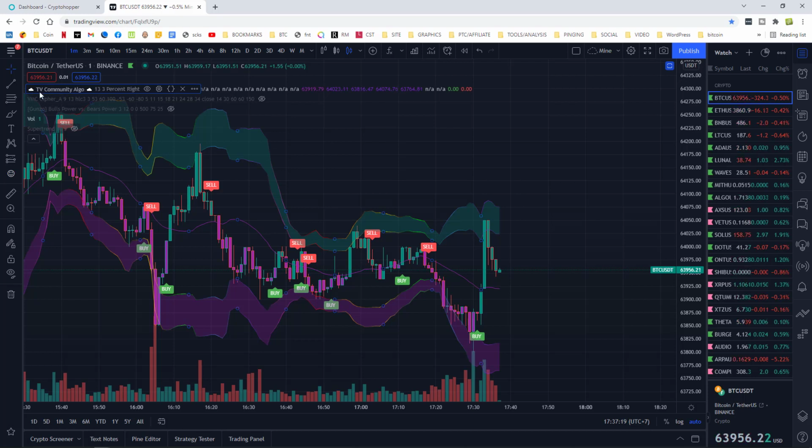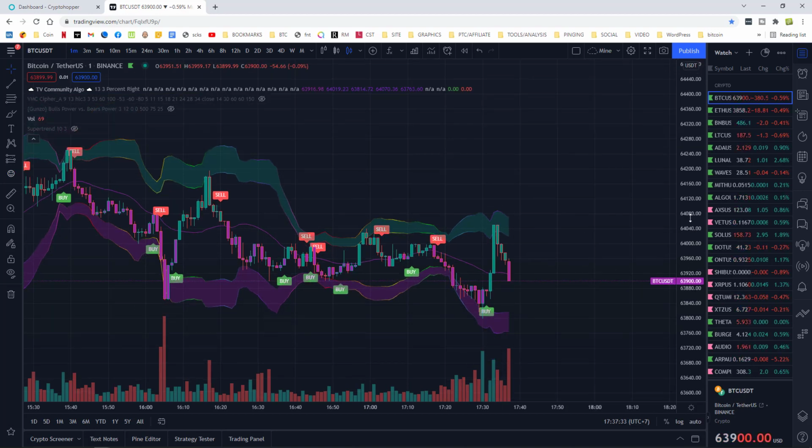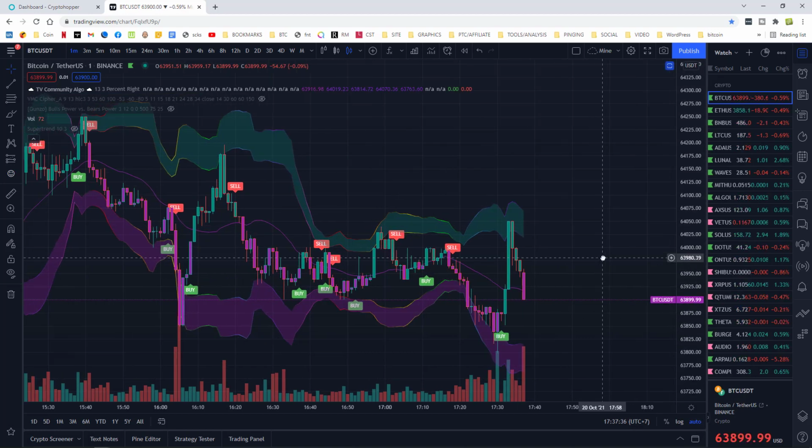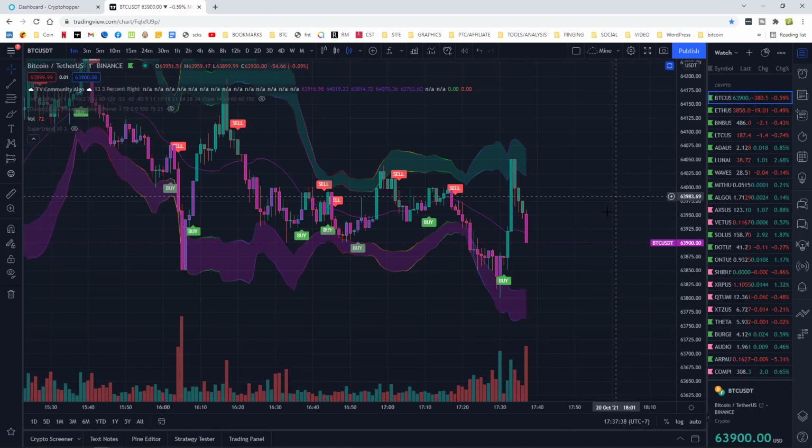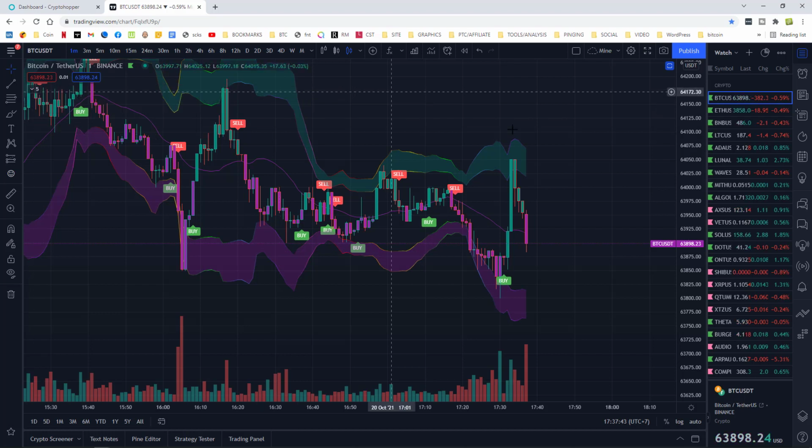Alright, so what we need is a free indicator called TV Community Algo, Tradingview Community Algo. With this indicator it tells you when to buy and when to sell. We're going to use TV Community Algo to send these buy signals to our Cryptohopper, so that Cryptohopper automatically buys based upon these.